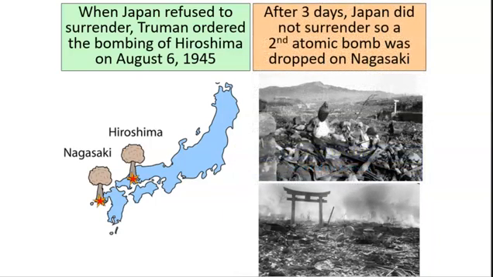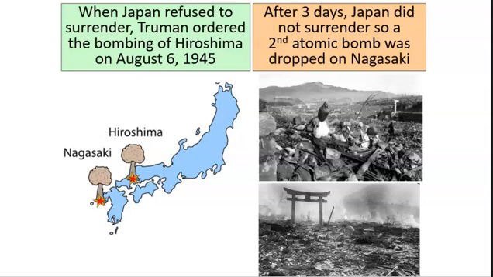Japan didn't know what hit them, and they refused to surrender. In part, they just didn't know what happened. Many people thought it was just another crazy bad firebombing like the one that had happened on Tokyo. And so we drop our second atomic bomb. It's the only other one that we had. It was called Fat Man. We dropped it on Nagasaki.